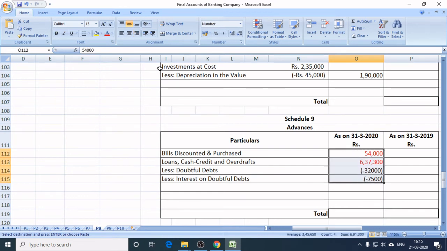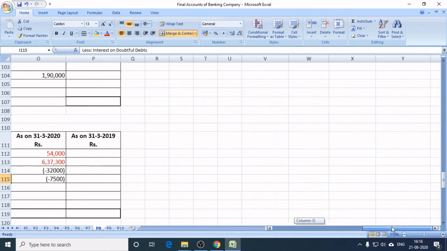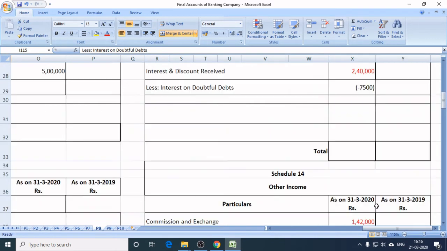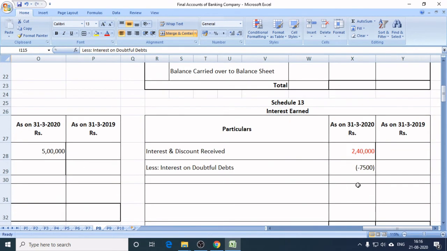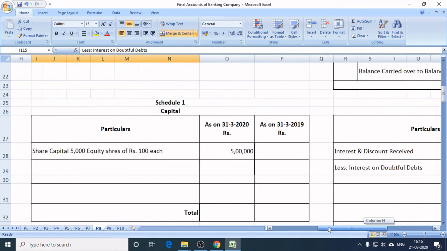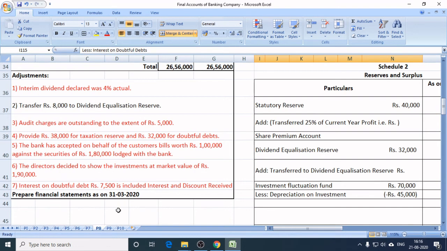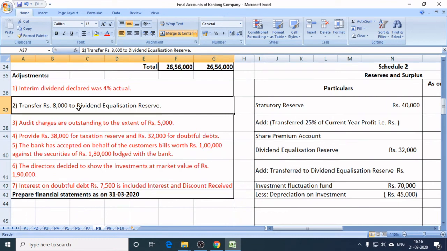I have explained all this part in my theoretical lectures, so you kindly please go through the theoretical lectures, so you will get the idea why the interest on doubtful debt is deducted from advances, as well as why it is deducted from schedule number 13, that is interest earned. यहाँ से भी क्यों माइनस किया, then you will get the idea of it. Okay, now the only remaining particular is adjustment: transfer rupees 8,000 to dividend equalization reserve.